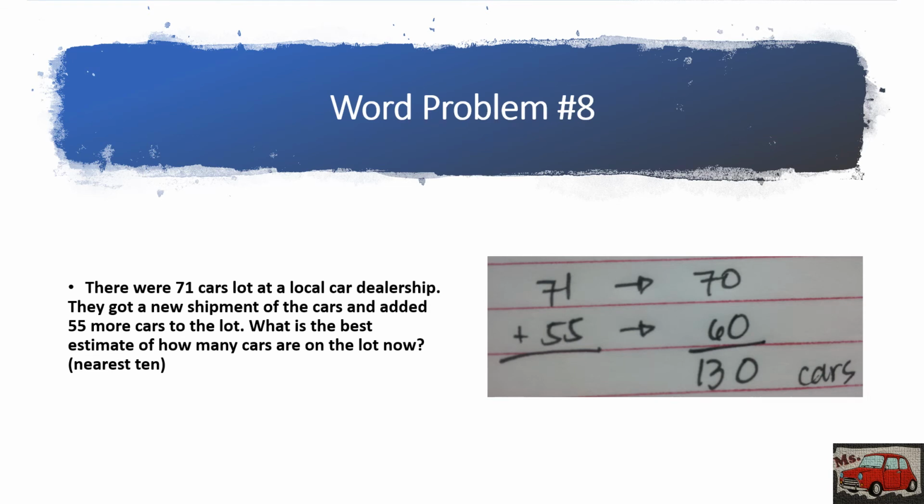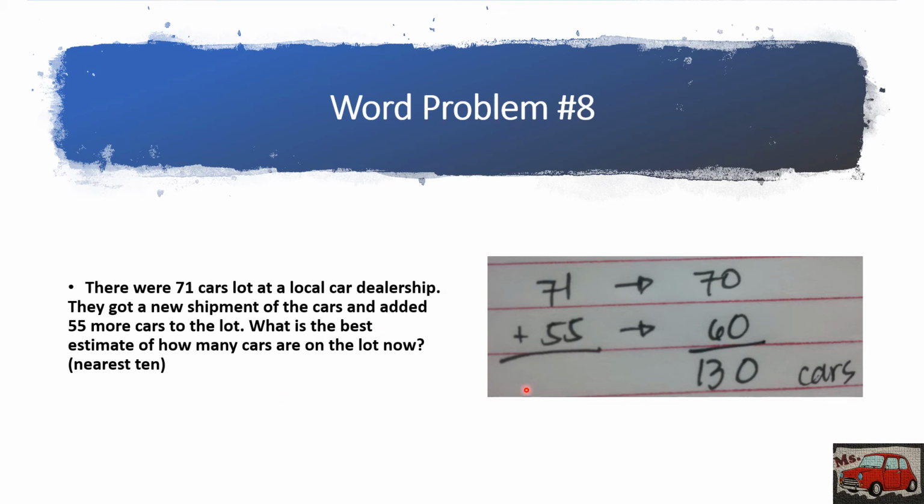There were 71 cars in a lot at a local car dealership. They got a new shipment of the cars and added 55 more cars to the lot. What is the best estimate of how many cars are on the lot now? Alright, so we're asking kung ano yung estimate number ng cars na nandun sa lot. And our given are, first, we have the first 71 cars na nandun na. And then, there is a new shipment and added 55 more cars. So, in this case, may keyword na natin na more and added. So, ang operation na gagamitin natin is addition.